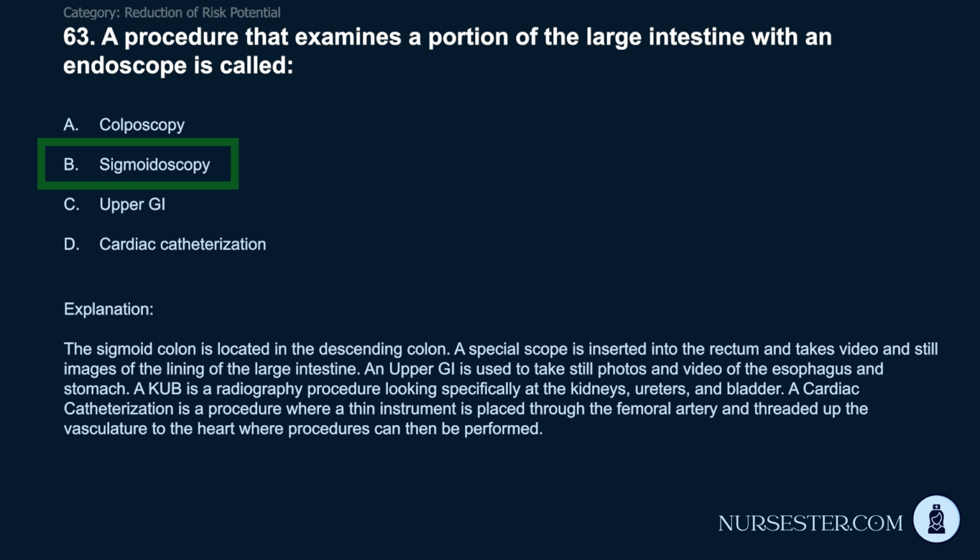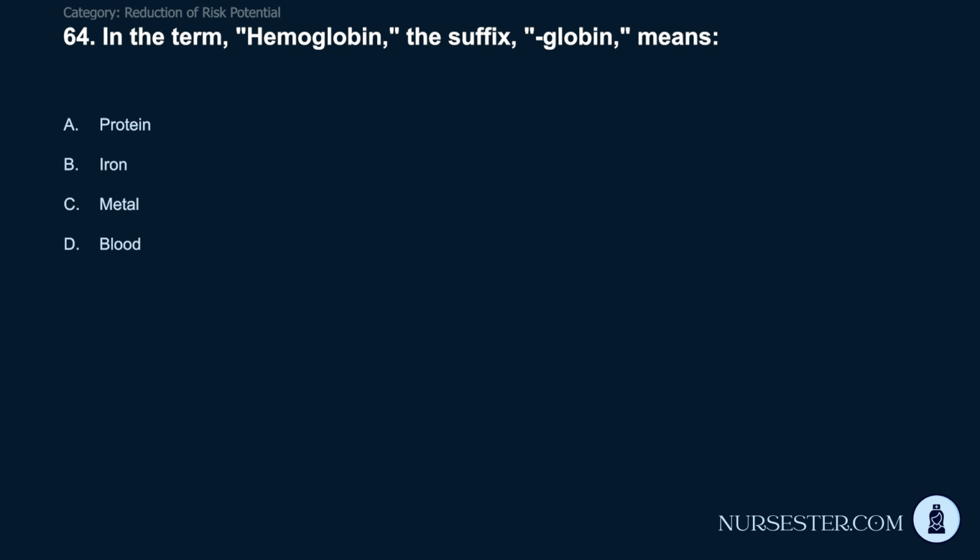An upper GI is used to take still photos and video of the esophagus and stomach. A KUB is a radiography procedure looking specifically at the kidneys, ureters, and bladder. A cardiac catheterization is a procedure where a thin instrument is placed through the femoral artery and threaded up the vasculature to the heart, where procedures can then be performed.